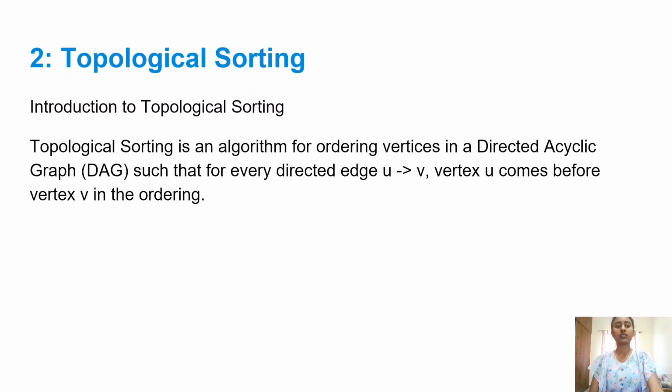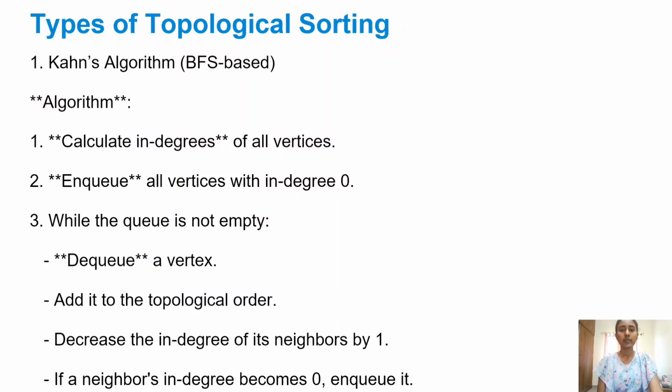Topological sorting. Introduction to it. Topological sorting is an algorithm for ordering vertices in a directed acyclic graph (DAG) such that for every directed edge u to v, vertex u comes before vertex v in the ordering. Types of topological sorting. There are two types: Kahn's algorithm and depth first search.